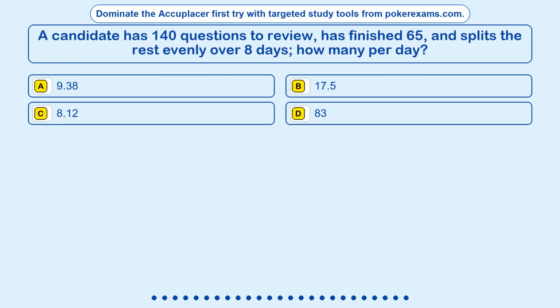Question 8. A candidate has 140 questions to review, has finished 65, and splits the rest evenly over 8 days. How many per day? Option A, 9.38. Option B, 17.5. Option C, 8.12. Option D, 83.